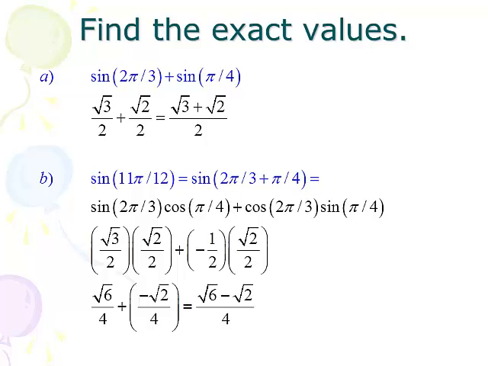This is not multiplication. And I'm talking about the sine of 11 pi over 12, or the sine of u plus v. You have to use the formula in order to come up with the answer on this. So our final answer is square root of 6 minus square root of 2 all over 4. That's the exact value of the sine of 11 pi over 12.